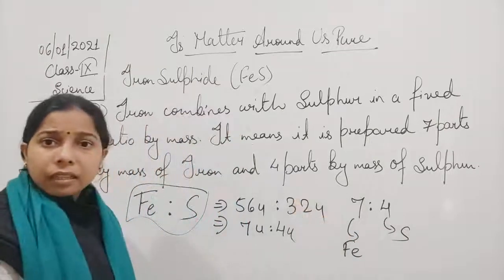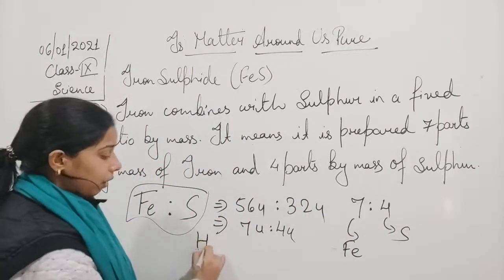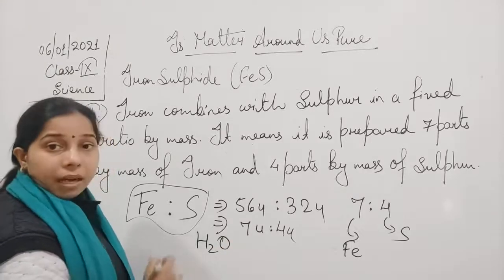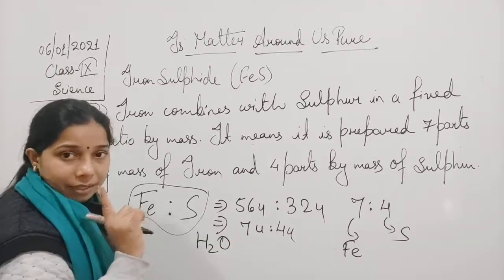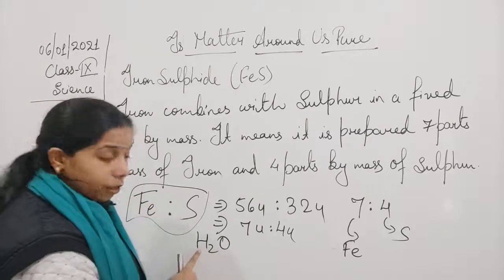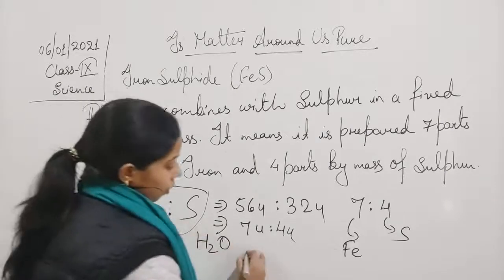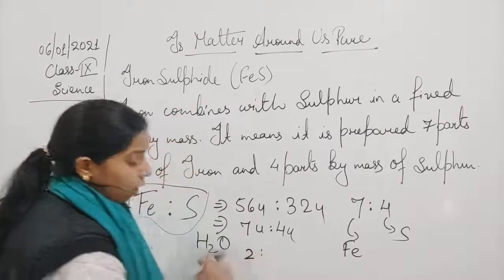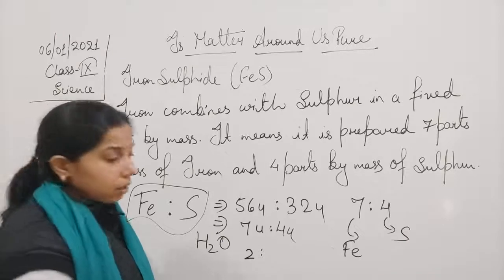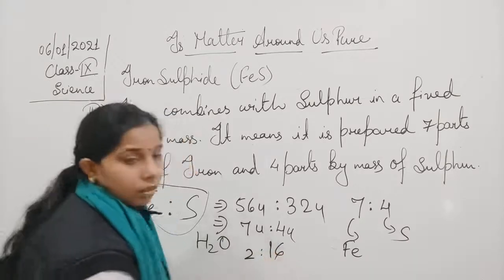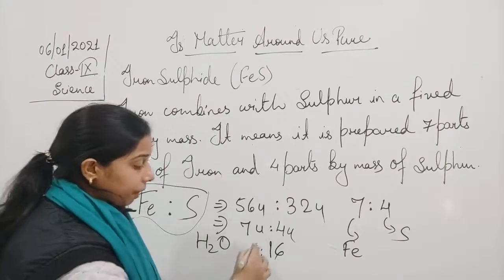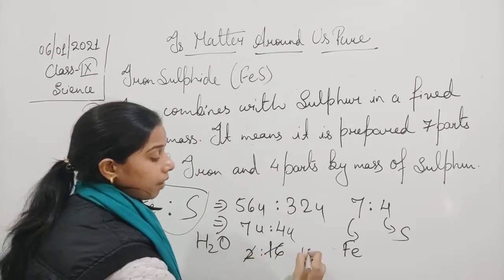We can take another example, students: water. Water is also a compound. Now what is the atomic mass in water here? For hydrogen it is 1, and since there are 2 atoms of hydrogen, H2, we take 2. Oxygen is also there, and oxygen's mass is 16, so we write 16. Now when you simplify these, you get the ratio 1 to 8.